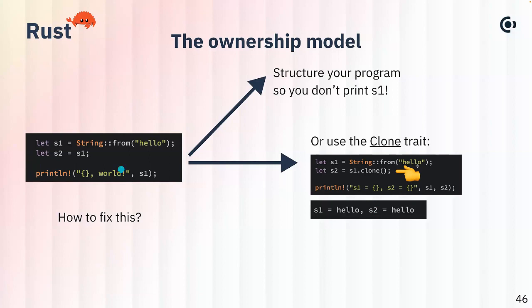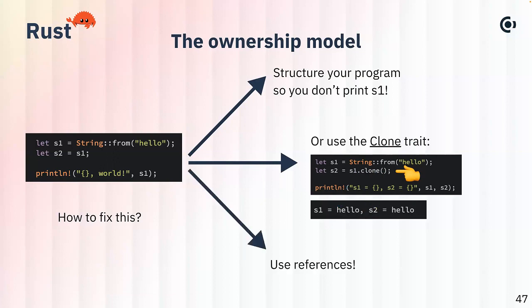Okay, so the second way to fix this is to use the clone trait. Again, that's an interface. So here we added the clone, and then we are very explicit about saying that now we're actually making a copy in the heap of this string. And then if we run it, it works.